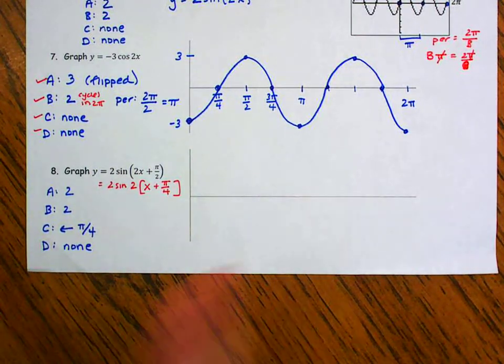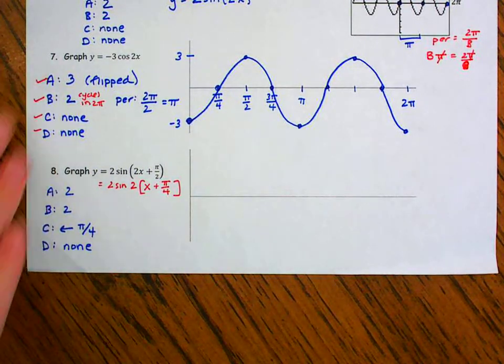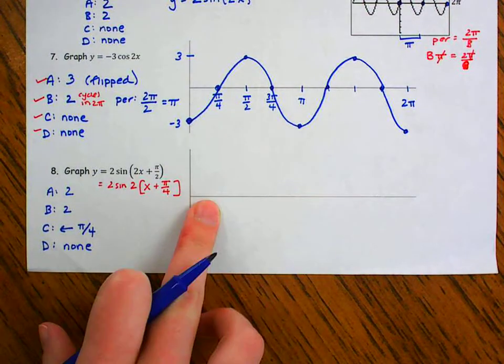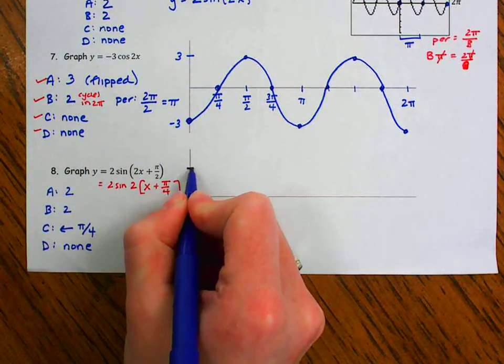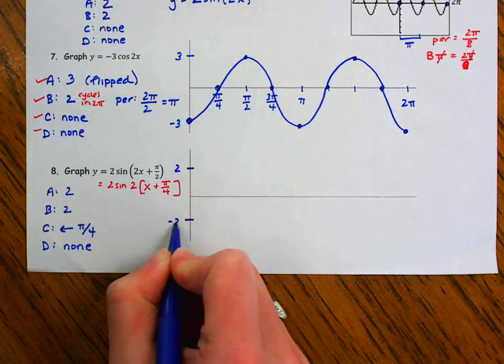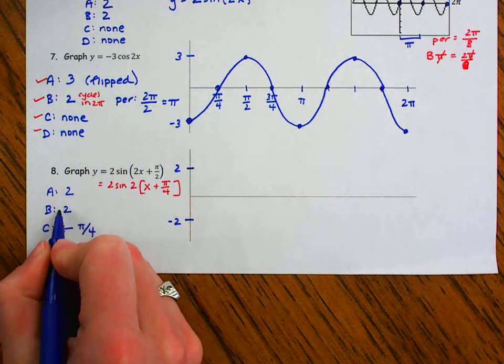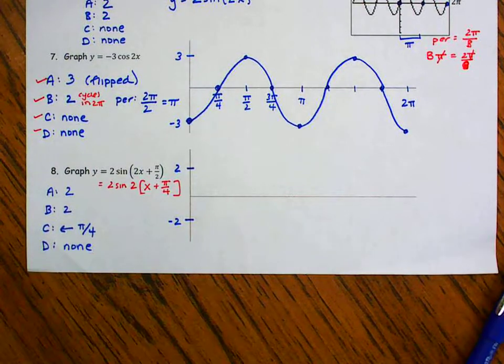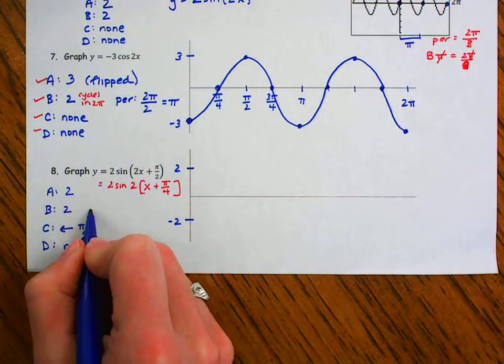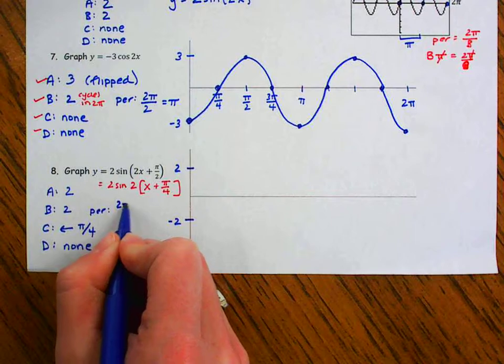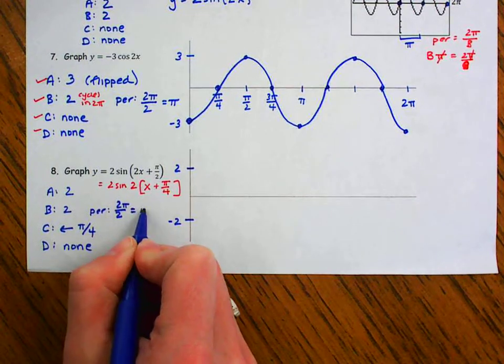So if you were to look at your graphing guidelines, I did it a little out of order for 7. We normally start with our vertical shift. There's no vertical shift. And then we label our amplitude. So up 2 and down 2. Then I'm going to look at my period. Notice that there should be 2 full cycles. So the period should be 2 pi divided by b, which is 2. So my period is pi.